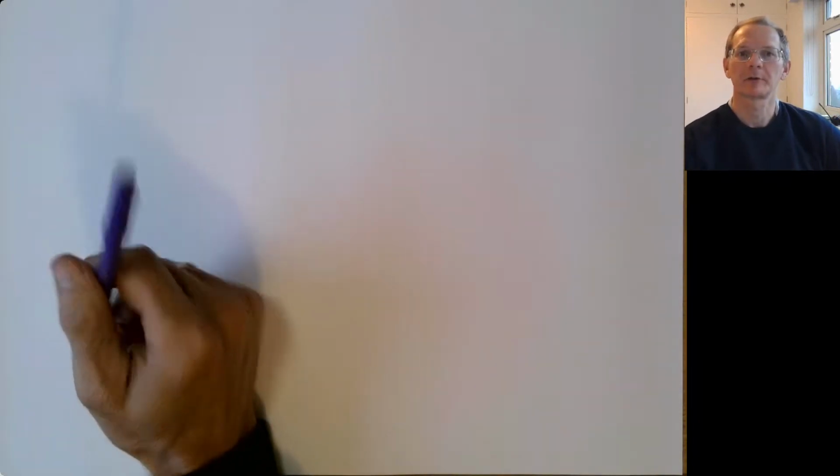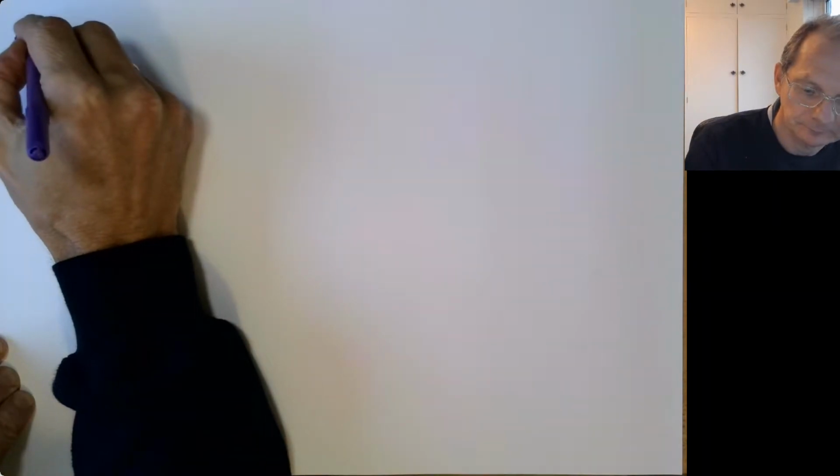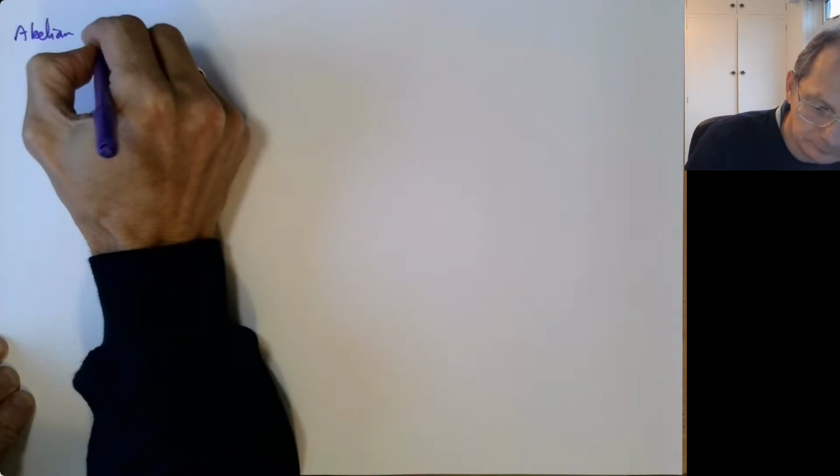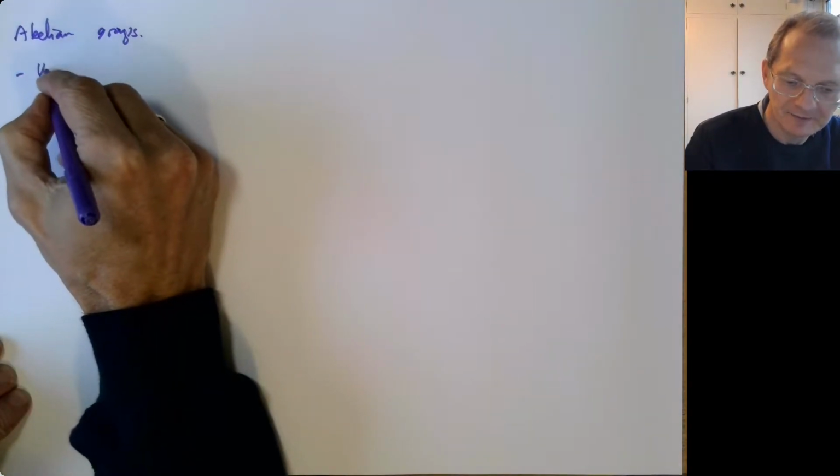So for algebraic topology, we need a bit of general theory of abelian groups. So that's what we'll start to develop in this video. Okay, so the first thing is we'll always use additive notation.